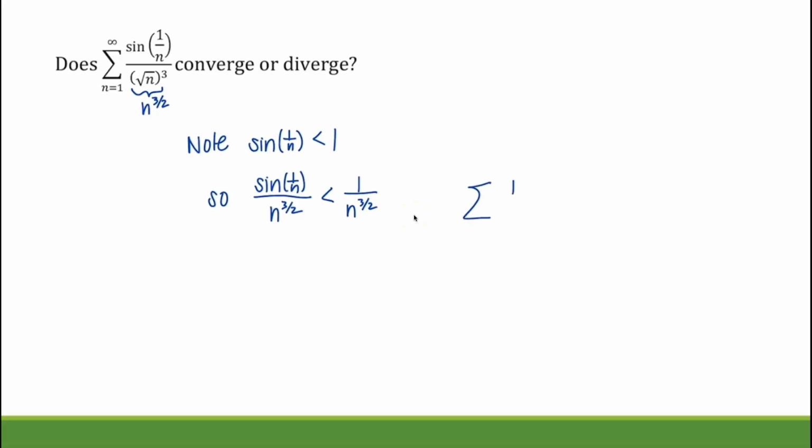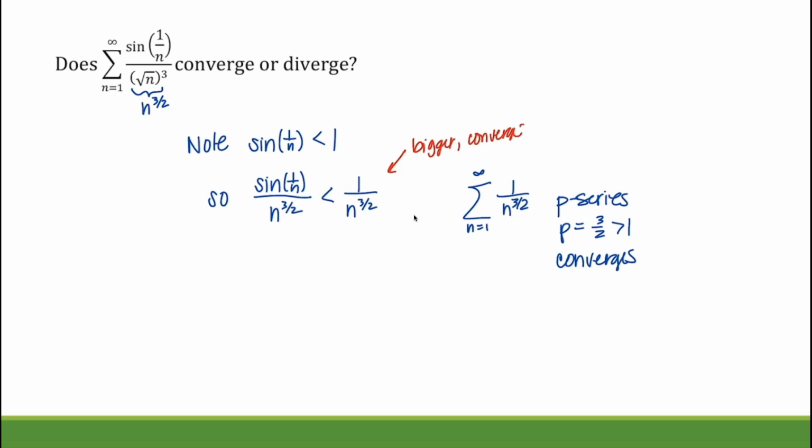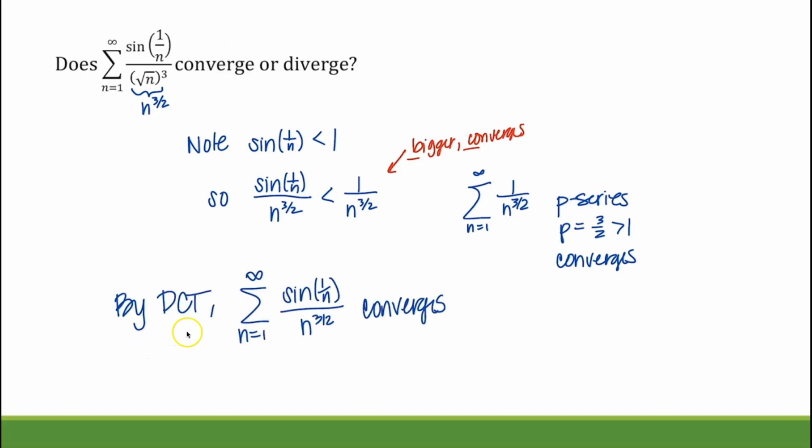Now let's see if this is helpful. The sum of 1 over n to the 3 halves is a p-series with p equal to 3 over 2, which is greater than 1. So this converges. And so let's go ahead and take a look here. This is bigger and converges. So yeah, this is going to be a helpful comparison. By the direct comparison test, our original series also converges.